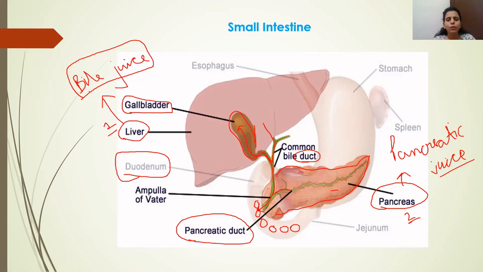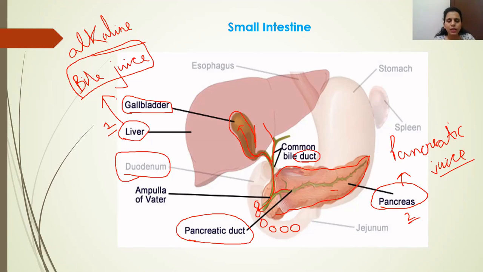Now, what happens to the food in the duodenum is that this bile juice is a yellowish green colored liquid, and it is alkaline in nature. Alkaline means the pH is above 7. We know that the food which has come from the stomach is acidic; it has HCl in it. So this alkaline bile juice mixes with the food and changes its pH so that the enzymes released from the pancreatic juice can easily act on and digest the food.